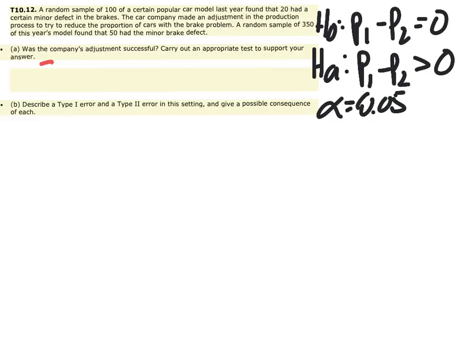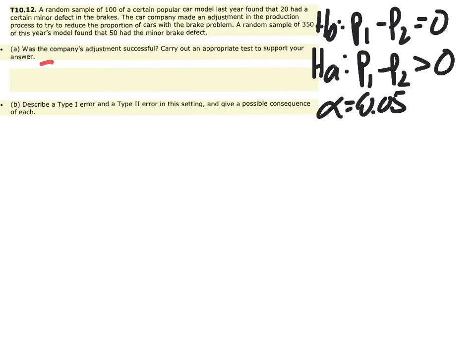So here we have question 12. A random sample of 100 of certain popular car models last year found that 20 had certain minor defects in the brakes. A car company made an adjustment in the production process to try to reduce the proportion of cars with brake problems. A new random sample of 350 of this year's models found that 50 had the minor brake defect. Was the company's adjustment successful? Carry out an appropriate test to support your answer.